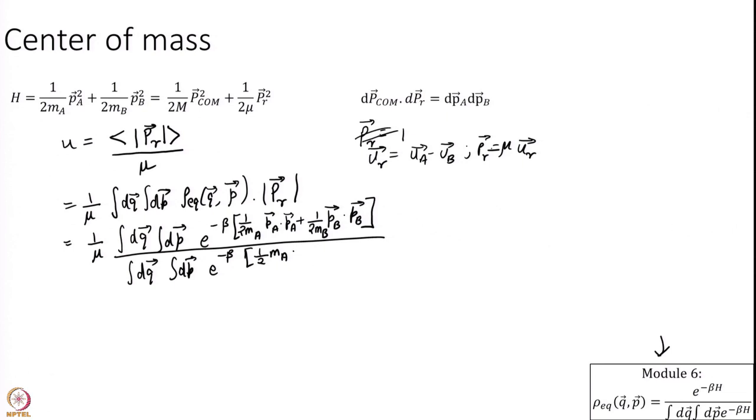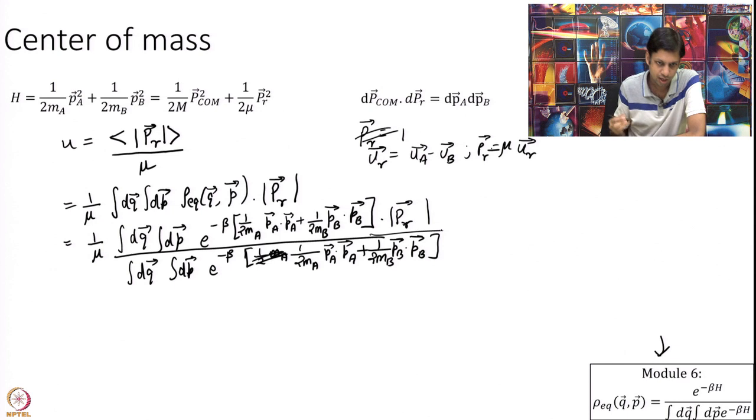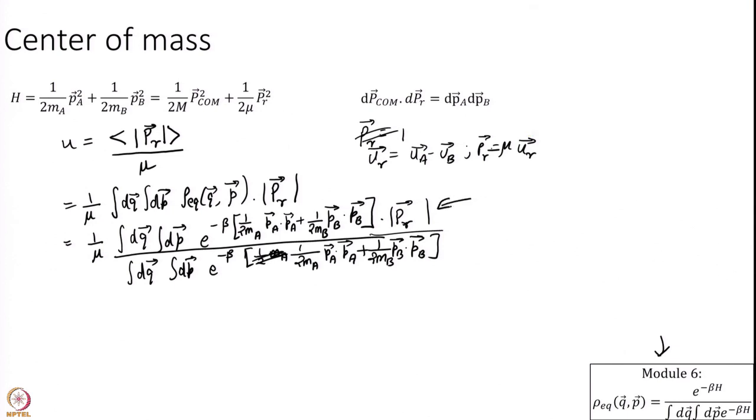Partition function is nothing but integral over dq dp, integral over dq, integral over dp, e to the power of minus beta H. And I have an additional pR in the numerator. So now you see that this separation of H in the language of pR is very useful, because I do not know how to integrate this very directly. So I transform to this center of mass Hamiltonian.